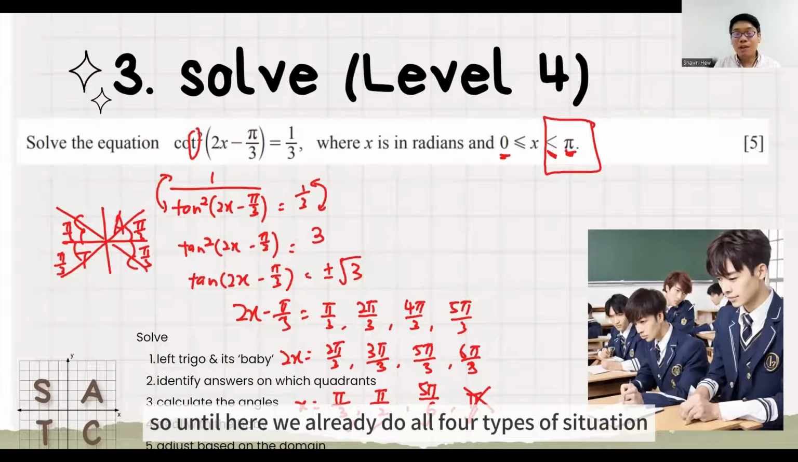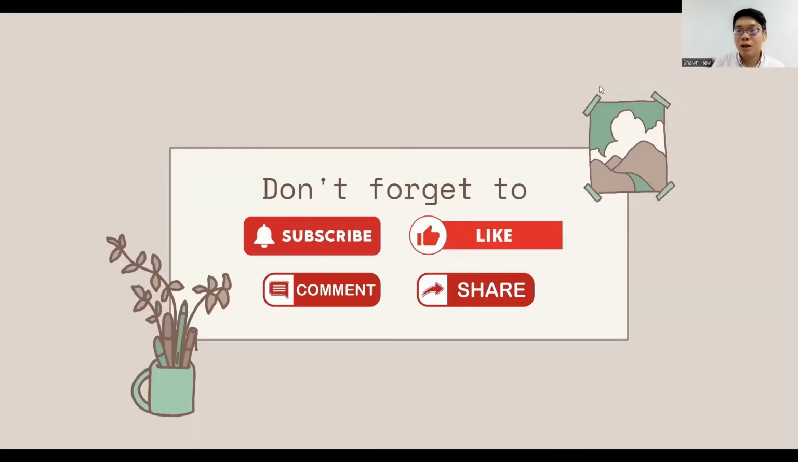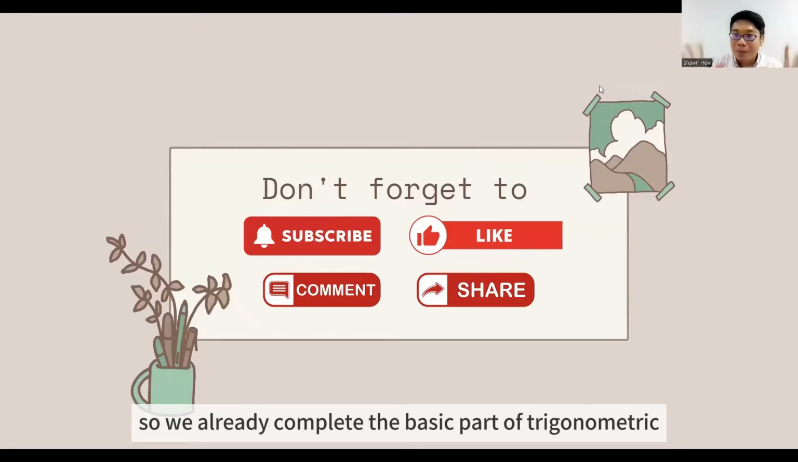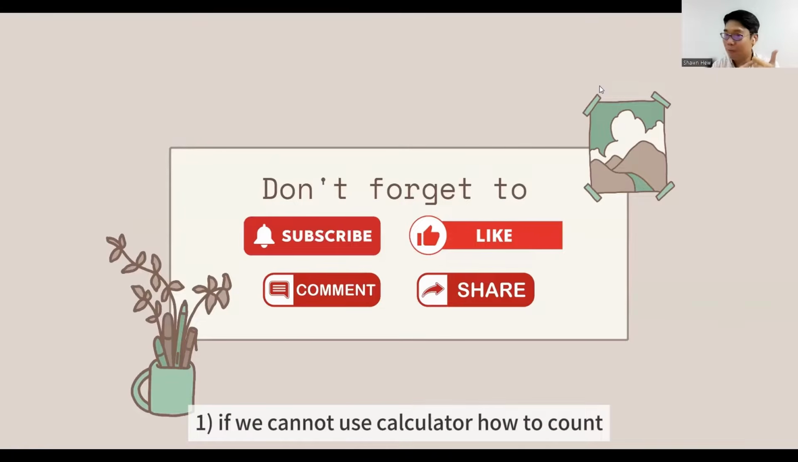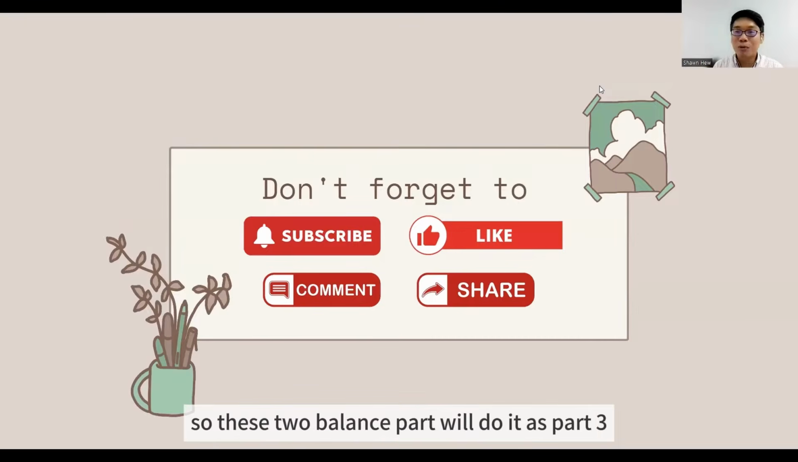So until here, we already did all 4 types of situation. Hope that this will help you to master how to solve trigonometry. So we already complete the basic part of trigonometry. Of course, we have 2 more parts. One is if we cannot use calculator, how to count. Second is other than sine square plus cos square, if you see 2 more special equations, where will we use that? So these 2 remaining parts, we'll do as part 3.